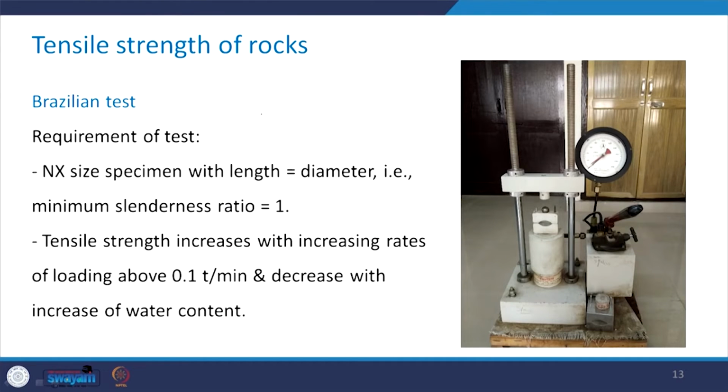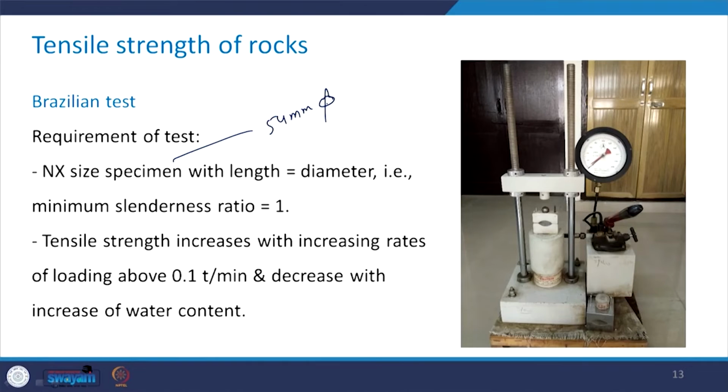So, the test requirement for the specimen: it should be NX size specimen. Now, what is the typical characteristic of NX size specimen? It has 54 mm diameter, with L by D ratio equal to 1. So, the minimum slenderness ratio L by D we will take as 1 in this case again. So, it will be something like this.